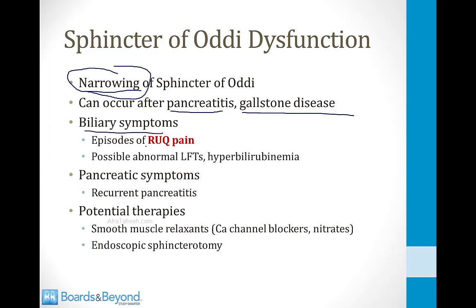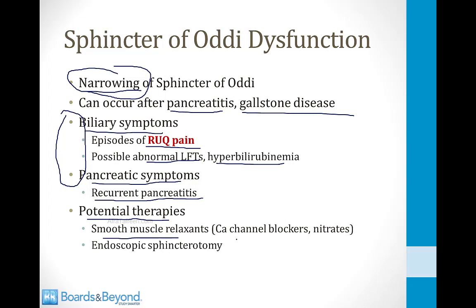They can get episodes of right upper quadrant pain. Sometimes they will have abnormal liver function tests or even hyperbilirubinemia. They also sometimes get pancreatic symptoms such as recurrent pancreatitis, and both of these are the results of poor flow of substances out of the biliary tree and the pancreas. There are some therapies that are sometimes employed for people who have sphincter of Oddi dysfunction. Sometimes smooth muscle relaxants are administered, like calcium channel blockers or nitrates, and sometimes via an endoscopic procedure you can do a small sphincterotomy and open up the sphincter of Oddi so that it works better.